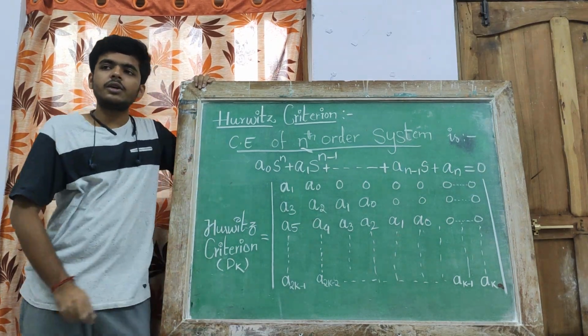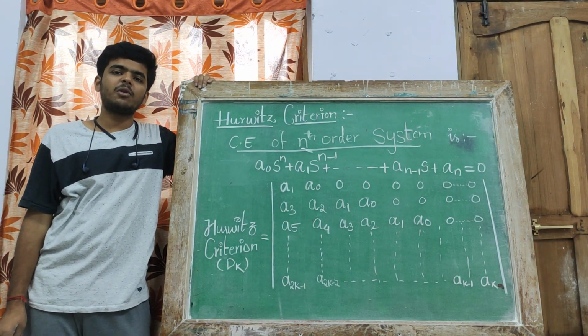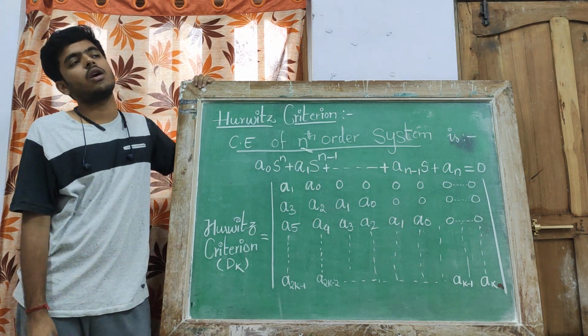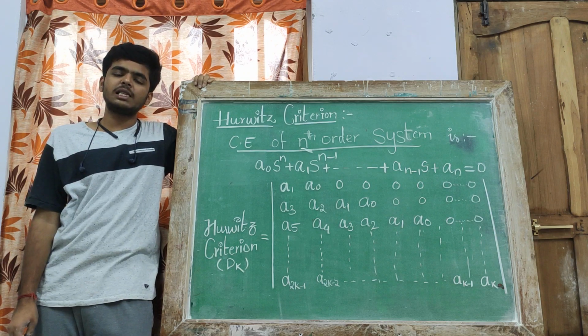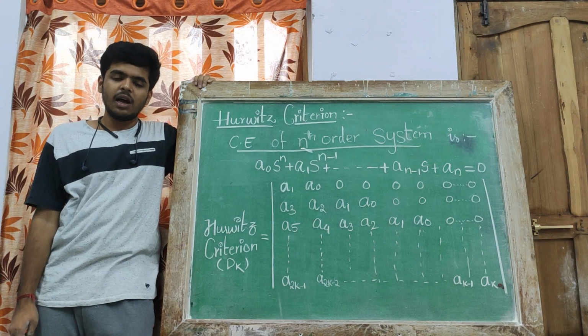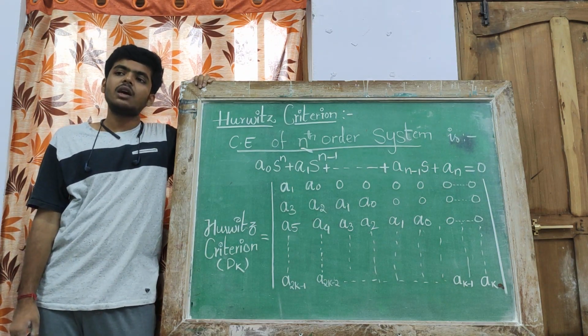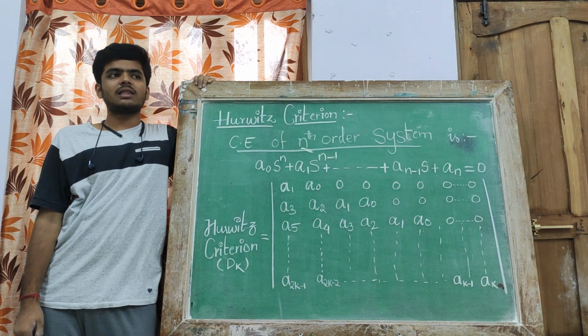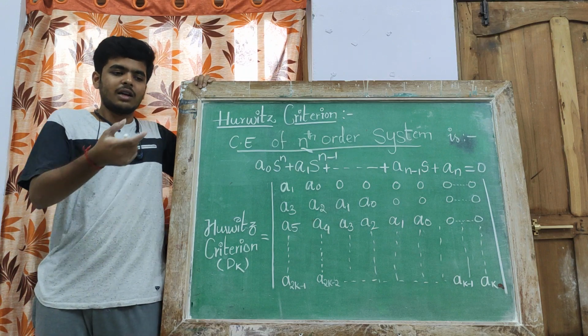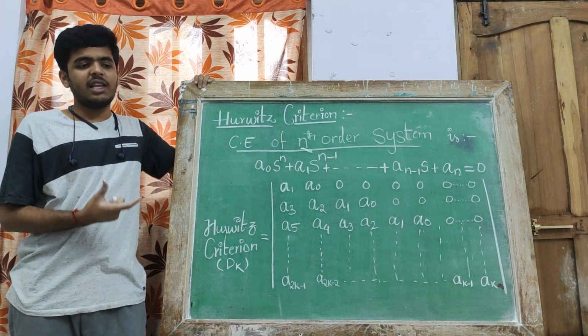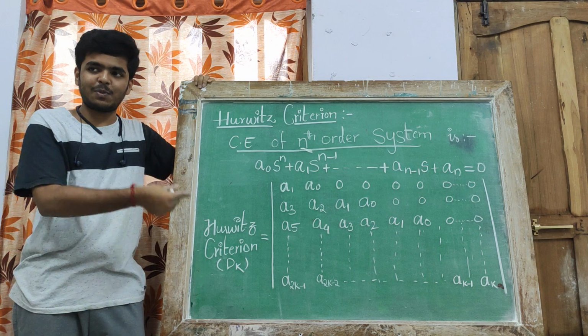So, in today's class, we will be discussing the Routh Hurwitz Criterion. In the previous class, we discussed stable systems, unstable systems, and marginally stable systems. For finding whether the system is stable or not, first we found the characteristic equation roots, then we plotted those roots in the S-plane.